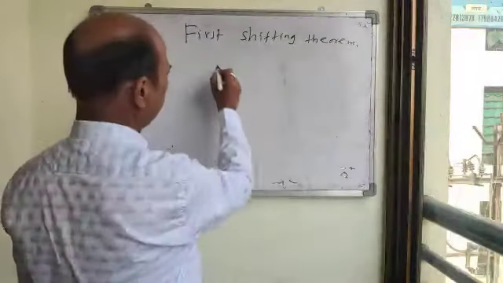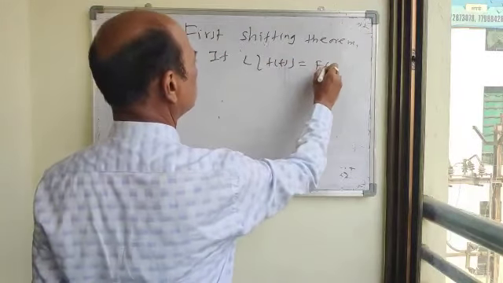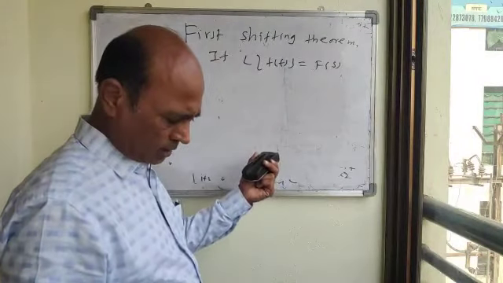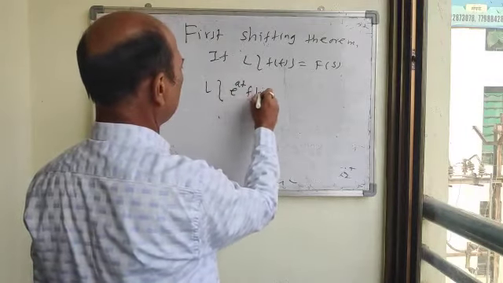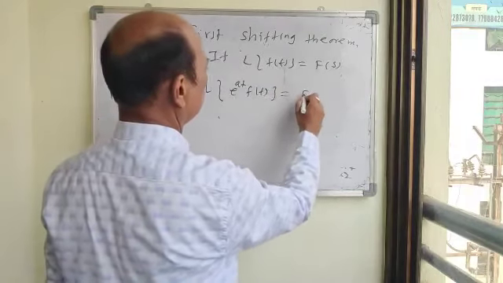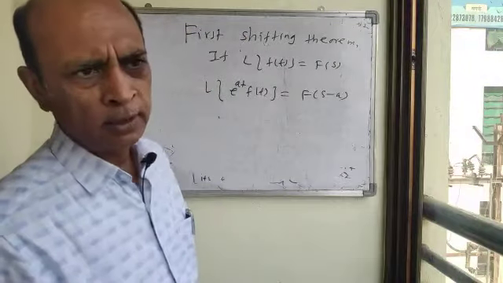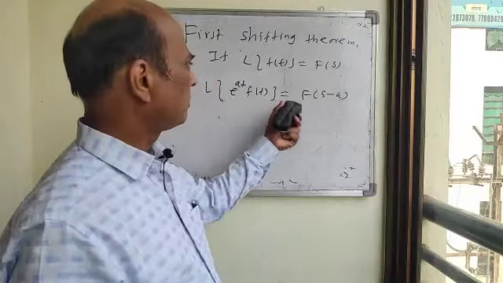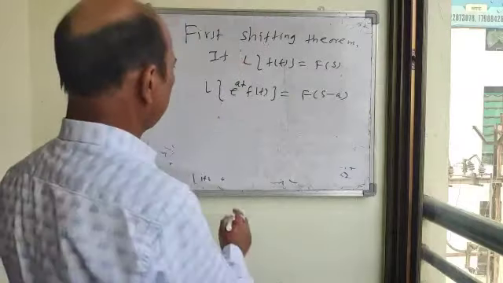So what is that? Suppose L of f of t is equal to F of s, it is given. If L of f of t is equal to F of s, then L of e to the power at f of t is equal to F of s minus a. It is very important in solving some lengthy problems. e to the power at f of t, that is F of s minus a.